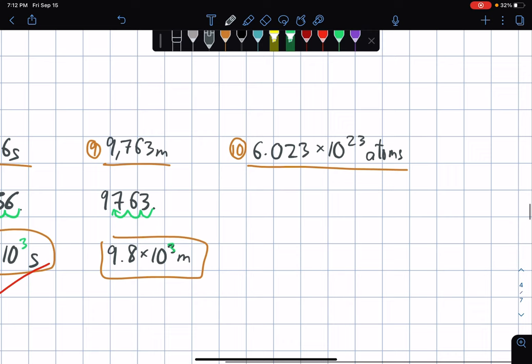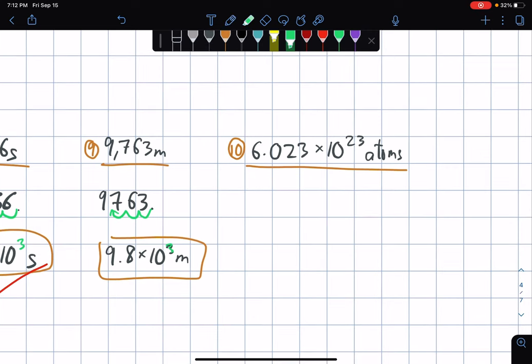Alright, for number 10, this particular value is pretty famous. This is Avogadro's number: 6.023 times 10 raised to 23 atoms.